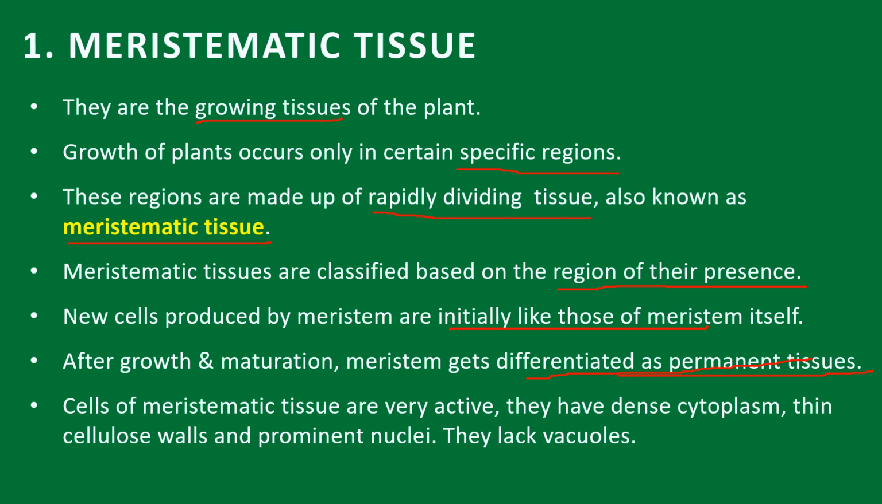Meristematic tissue contains cells which are very active. They have dense cytoplasm. They have thin cellulose walls, and they have very prominent nuclei. And that's not all. They also lack vacuoles. All of this is to facilitate rapid division and growth.